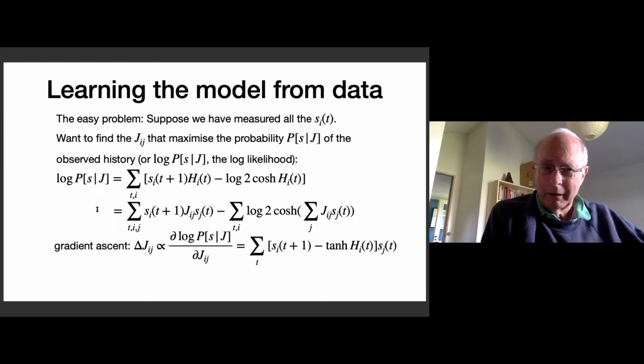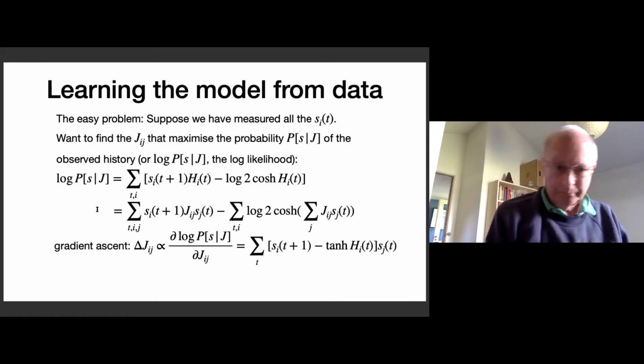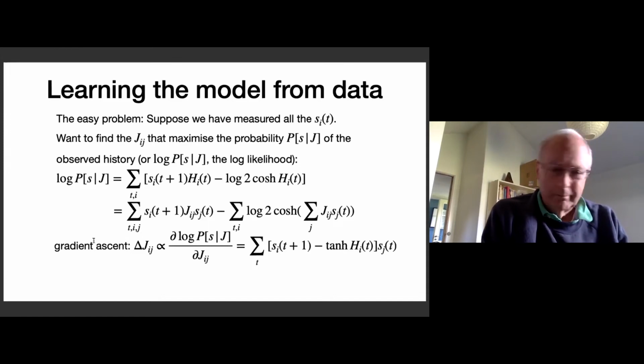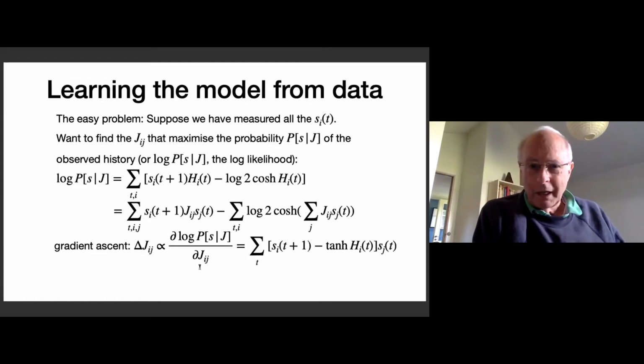You remember we talked about the energy in statistical mechanics was minus the log of P. So minimizing the energy is the same as maximizing the log likelihood. Okay, and so, still talking about maximizing the log here, we want to make changes in the J's proportional to the derivative of the log likelihood with respect to the J's.